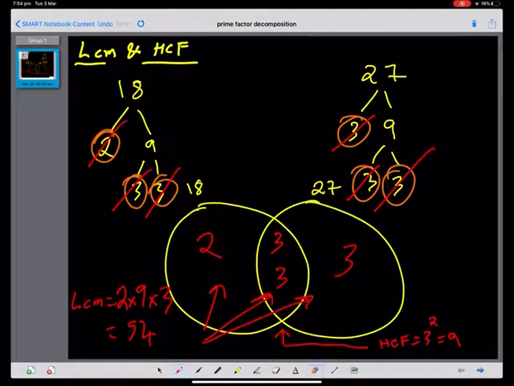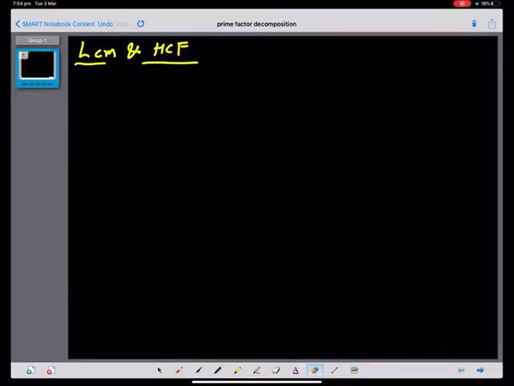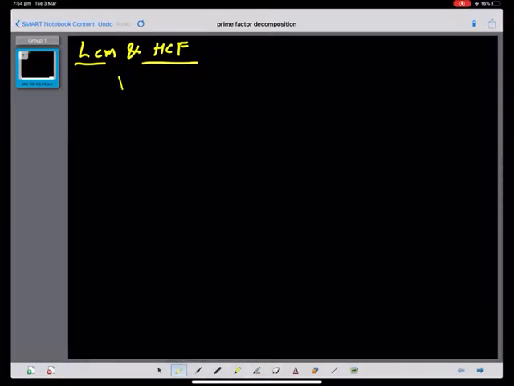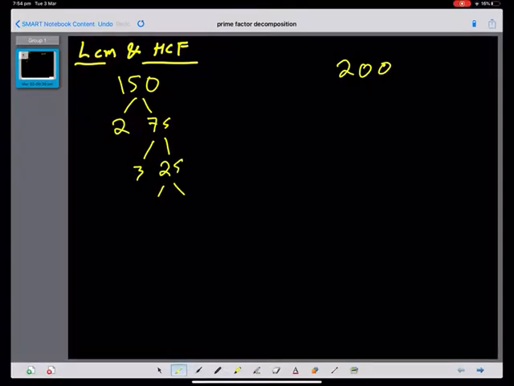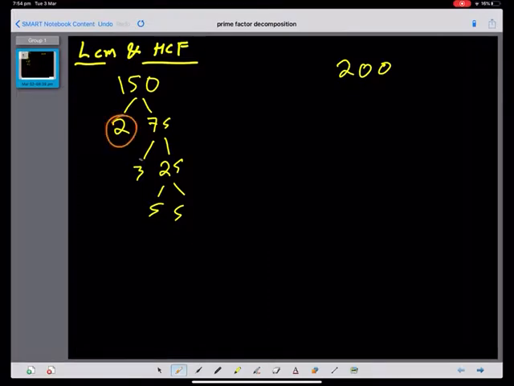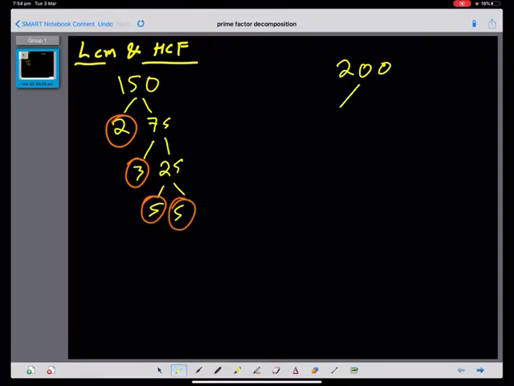Okay, so let's look at one more. Pause the video and see if you can find the answer. Let's do 150 and 200. Pause the video and see if you can do this question. Okay, so hopefully you've done that now. 150 is 2 times 75, then you've got 3 times 25, then you've got 5 times 5. So let's circle the primes.